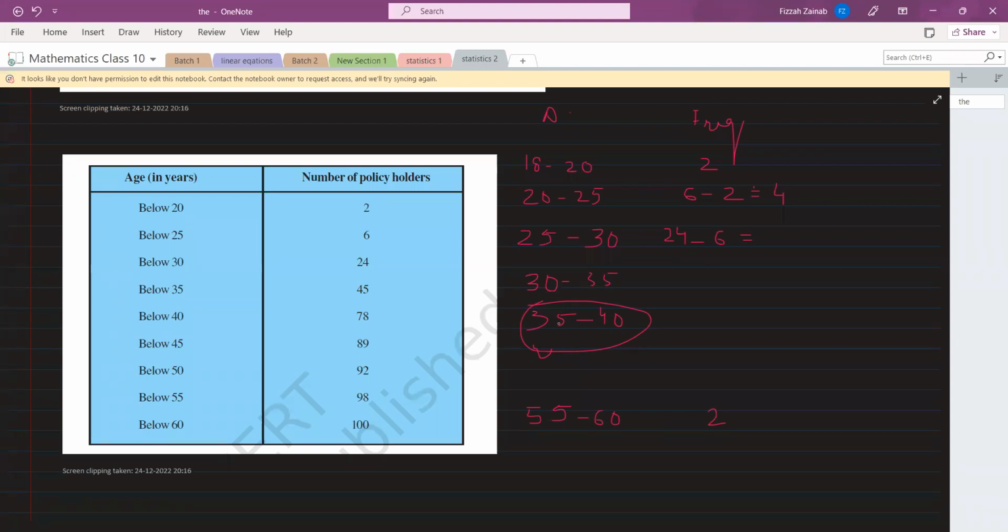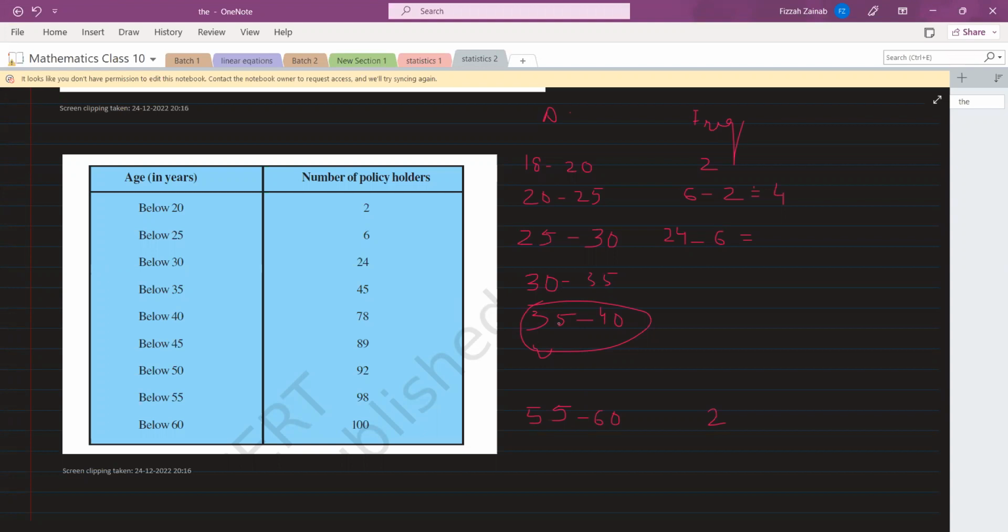So from here you can write three things. Small l, which is 35, the lower limit of this class. The class size is 5, as you can see, 45 minus 35. And the corresponding frequency of this class, small f, is 33. See, 35 to 40, small l is 35, the lower limit of this class. Now small f, the corresponding frequency, is 33. Now the class size, small h, is 5.